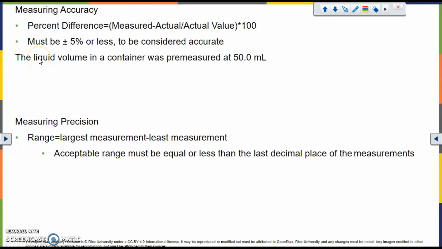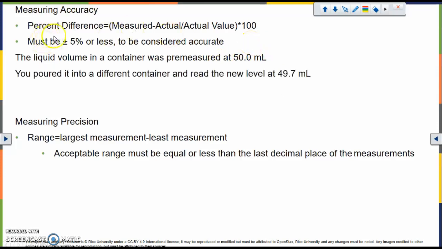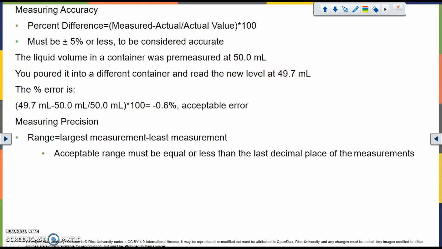So here's an example. Let's say there's this liquid in the container, and I pre-measured it at 50.0 mils. So this is the actual value. You then poured it into a different container, and you read the new level, and you read that the volume of this liquid is now 49.7 mils. So now you have to compare your measurement with the actual value for the volume. So you do a little bit of math.